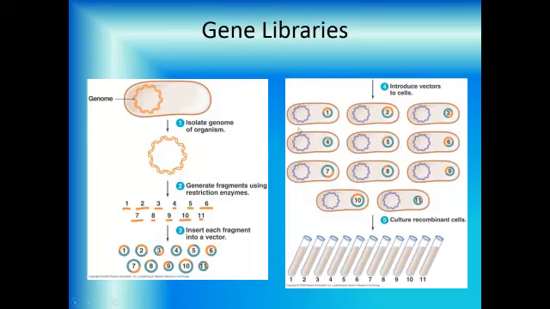So what we do is we introduce each of the different vectors into different cells and we make clones of them. Now that we've got a whole bunch of copies of all of these different genes, we can pull, say, clone number 1 and take a look at what that fragment is. We can take clone number 2 and take a look at what that fragment is. And it's a whole lot easier.